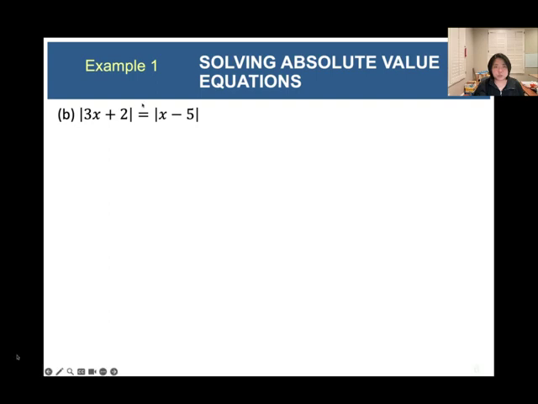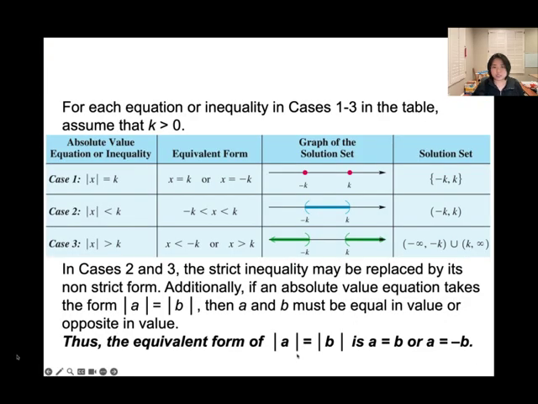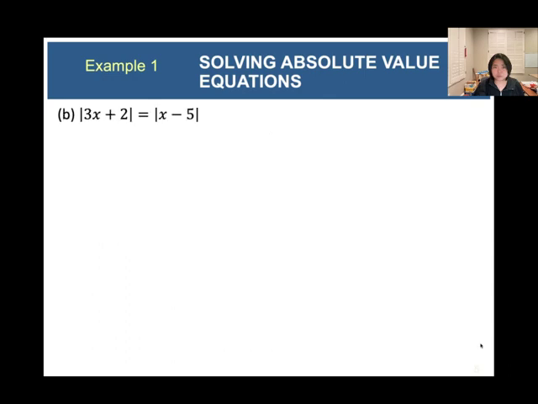Okay, example 2. We have an absolute value of A equal to absolute value of B. From the previous slide, you're going to see this. Absolute value of A equal to absolute value of B. We can write down the answer A equal to B or A equal to negative B. So first one, 3x plus 2 equal to x minus 5. Or 3x plus 2 equal to negative parenthesis x minus 5.